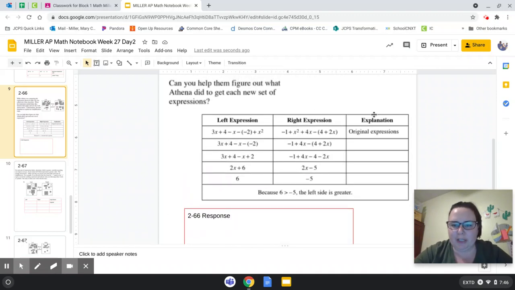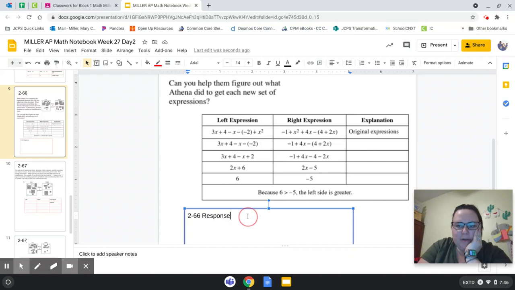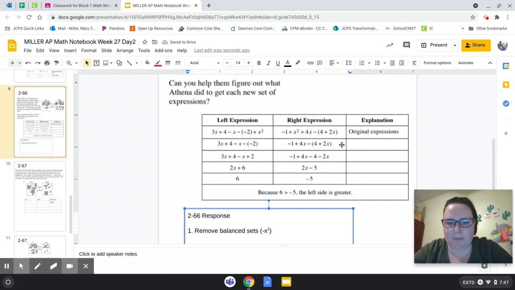Okay, so what we're doing here is we're trying to figure out what she did each step. We went from 3x plus 4 minus x, the opposite of negative 2, plus x squared, and then we have negative 1 plus x squared plus 4x, the opposite of 4 plus 2x. So it looks like she took away that x squared. Her first step is to remove balanced sets, which was to remove x squared.